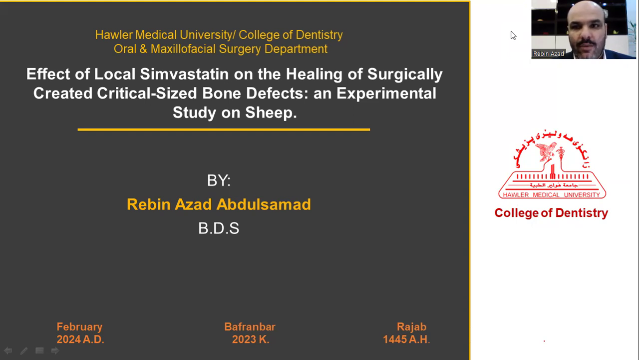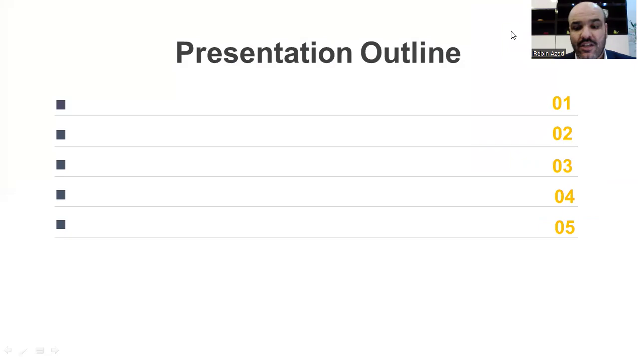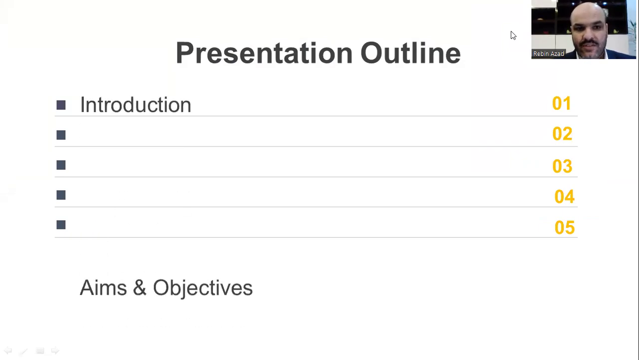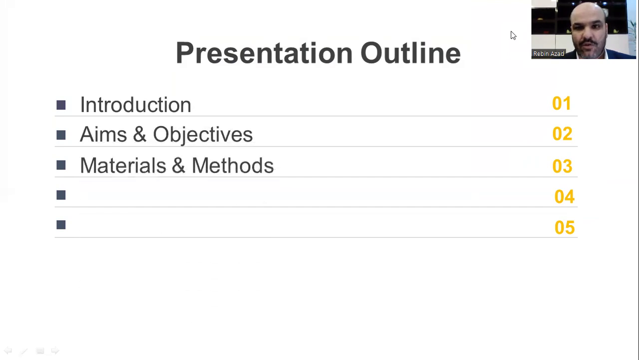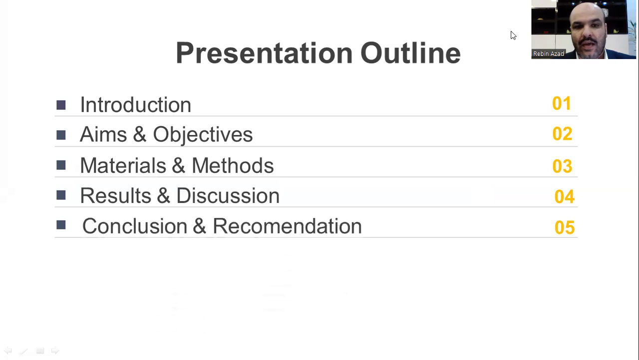Now we are going to talk about the effect of local simvastatin on the healing of surgically created critical size bone defects, an experimental study on sheep. Presentation outline: introduction, aims and objectives, materials and methods, results and discussion, conclusion and recommendation.